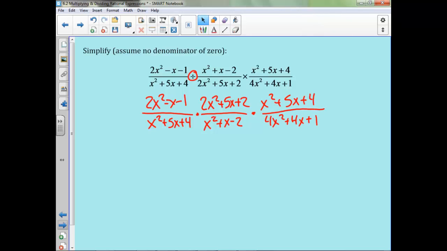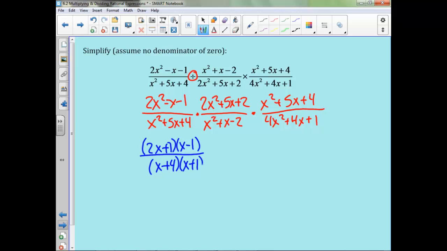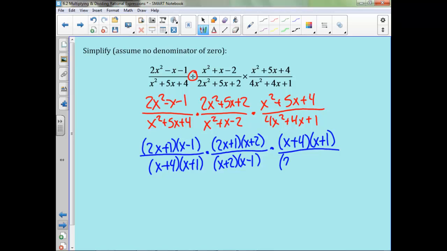Alright, now let's start factoring what we can factor. And so for this first one, it's going to factor into 2x plus 1 times x minus 1 over x plus 4 times x plus 1. This middle one becomes 2x plus 1 times x plus 2 over x plus 2 times x minus 1. And this last one, your numerator is x plus 4 times x plus 1. And your denominator is 2x plus 1 times 2x plus 1.